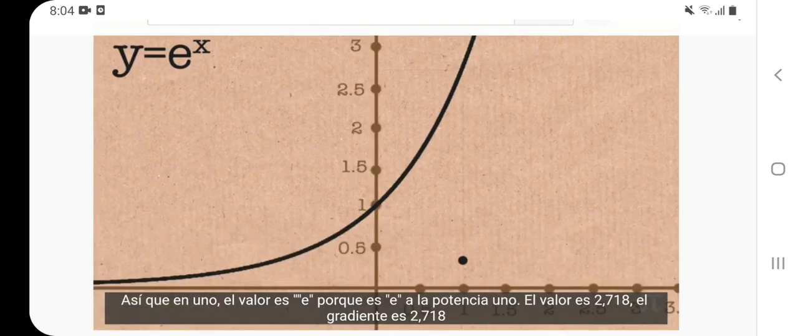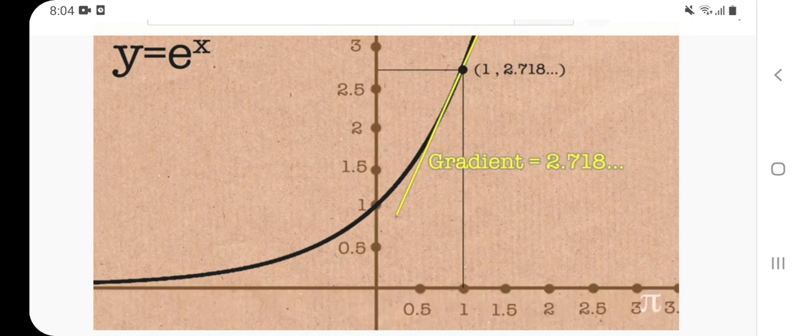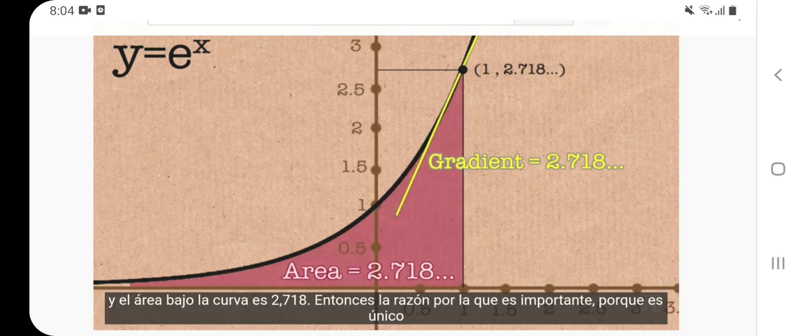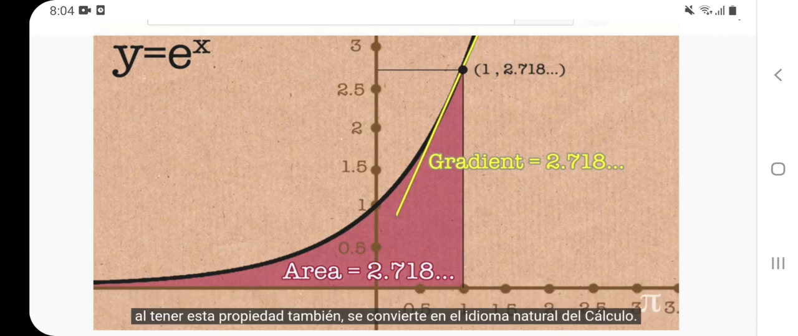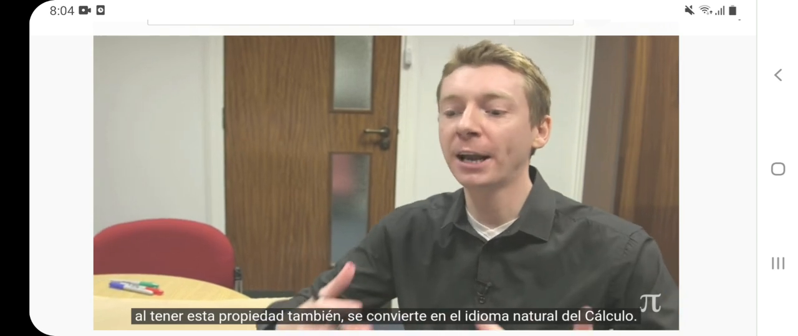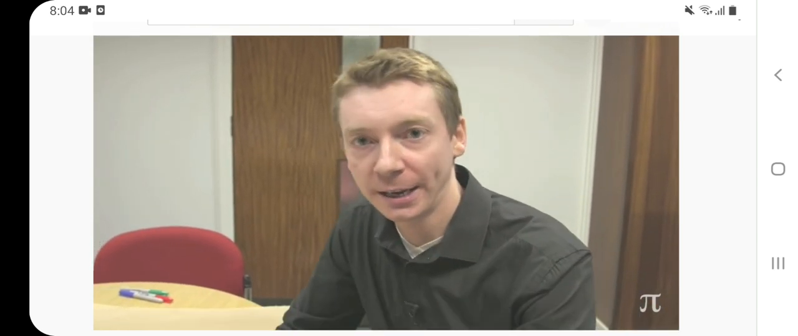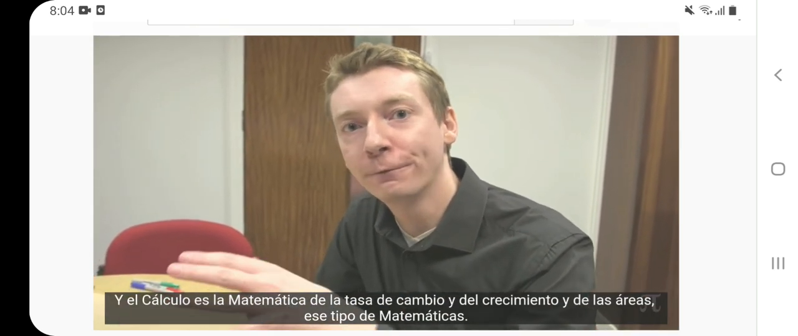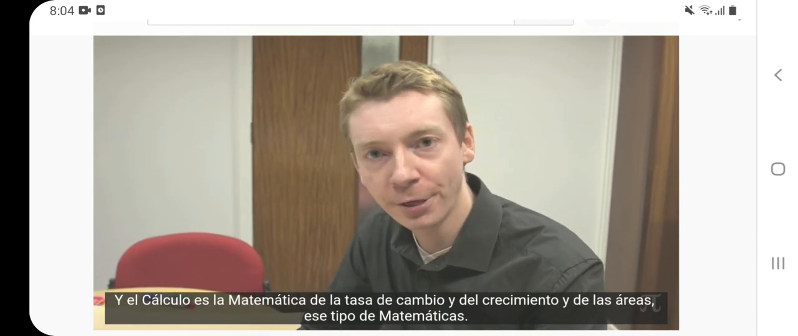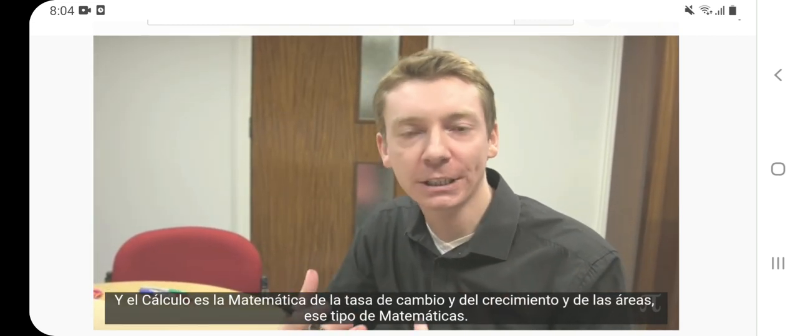So at 1, the value is e, because it's e to the power 1. The value is 2.718, the gradient is 2.718, and the area under the curve is 2.718. The reason this is important is because it's unique in having this property, it becomes the natural language of calculus. And calculus is the maths of rate of change and growth and areas, maths like that.